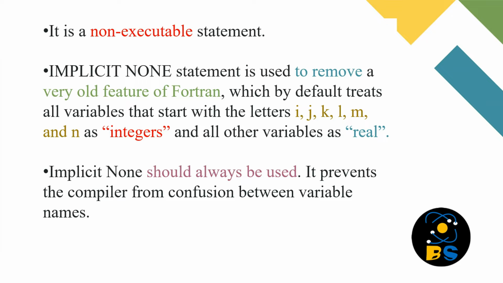And that is kind of a restriction for us because we may require these variables as real also. So to remove this problem, we insert implicit none so that we have the freedom to declare every variable by ourselves. And then this last point says that implicit none should always be used, which I have already explained to you. It prevents the compiler from confusion between the variable names. That is just an extension of this second point.